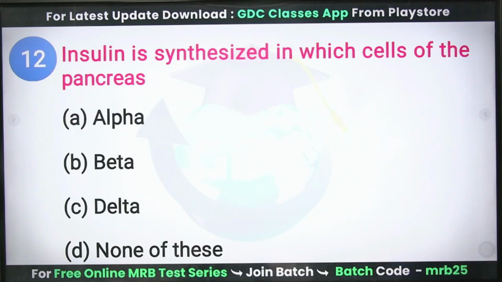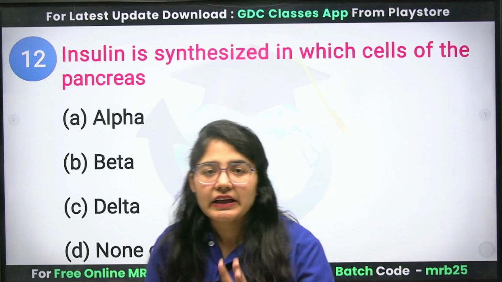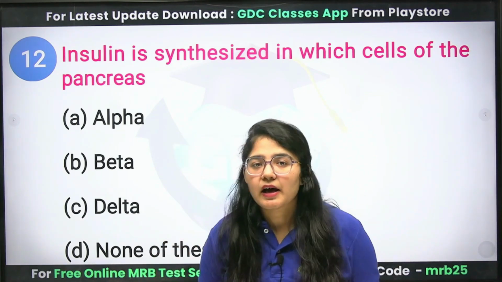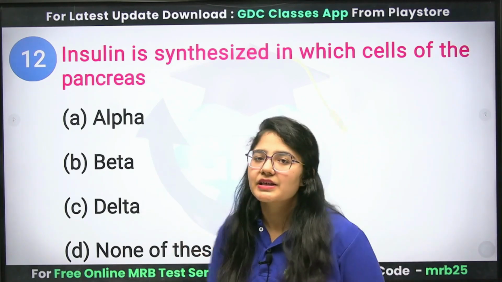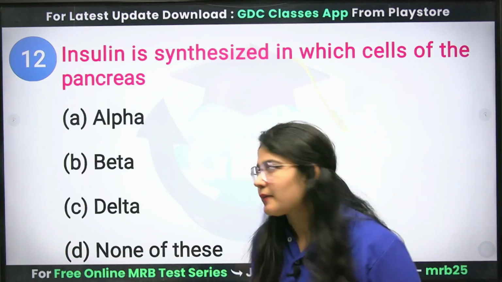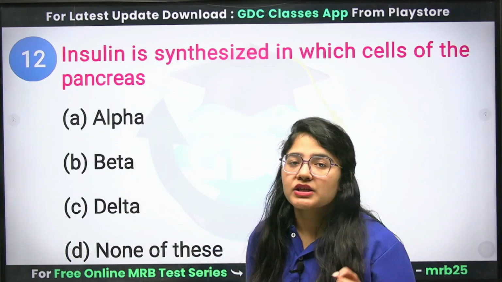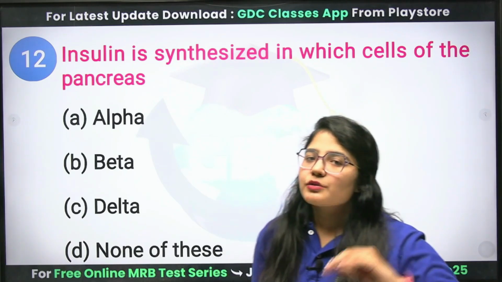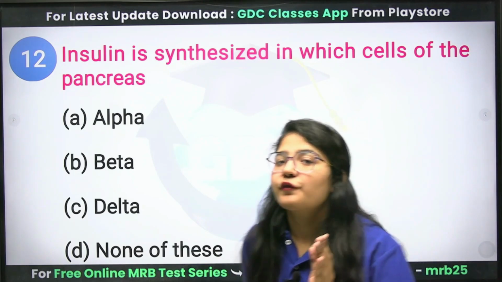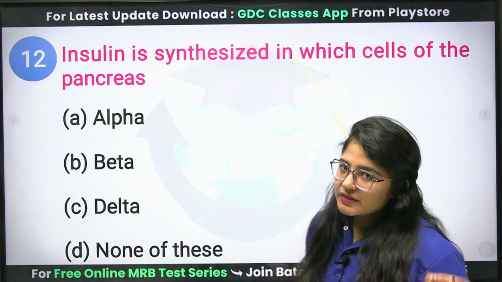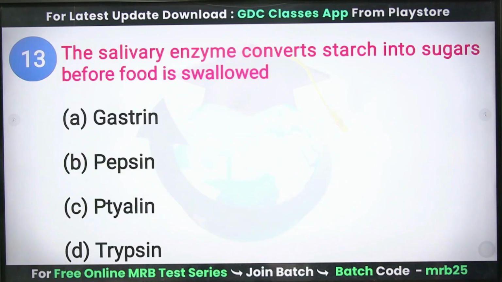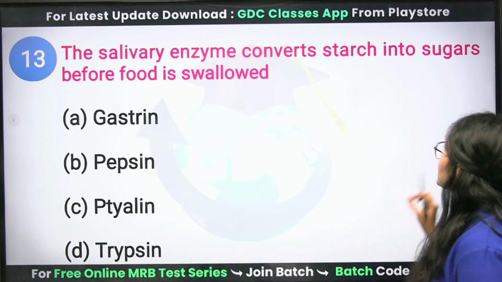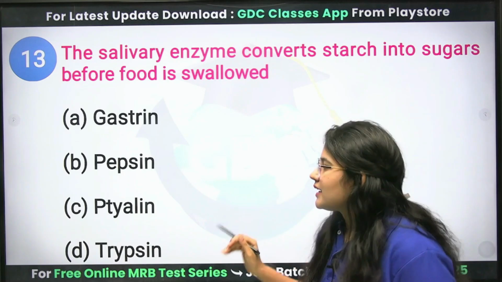Insulin is synthesized in which cell of the pancreas? Our pancreas has 3 types of cells: alpha, beta and delta. Alpha cells are responsible for the production of glucagon. Beta cells are responsible for the production of insulin. Delta cells are responsible for the production of somatostatin, and somatostatin is responsible for the inhibition of growth hormones as well as inhibition of secretion of gastric juices. Clear? Okay. Next question.